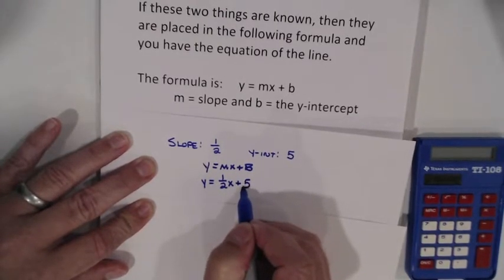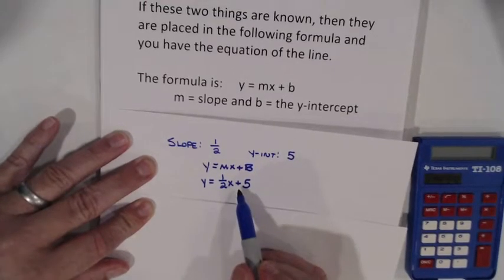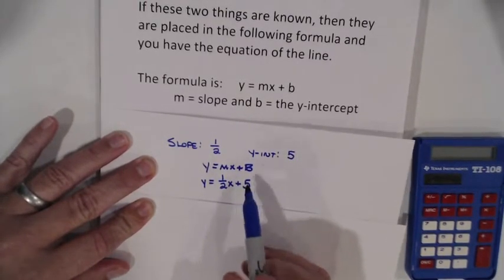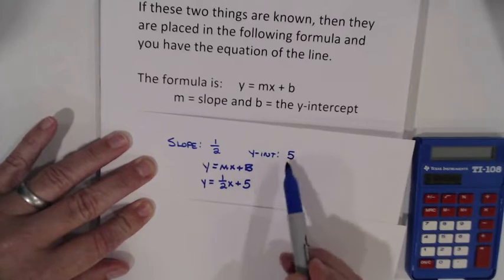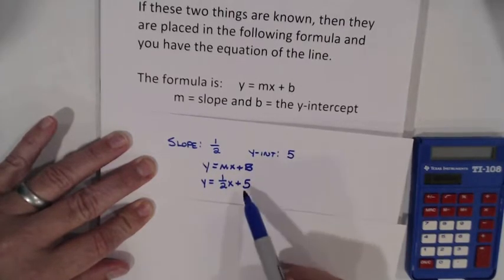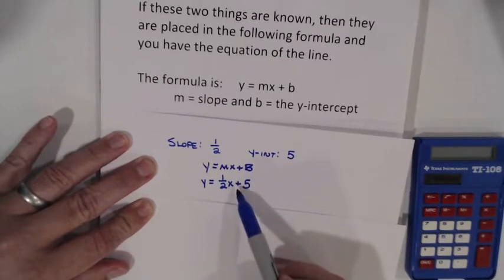Plus 5. Sometimes students get confused as to what sign goes right there. They see the formula has a plus. The sign is dependent on what the y-intercept is. If it's a negative number, it's a minus. If it's a positive number, it's a plus.